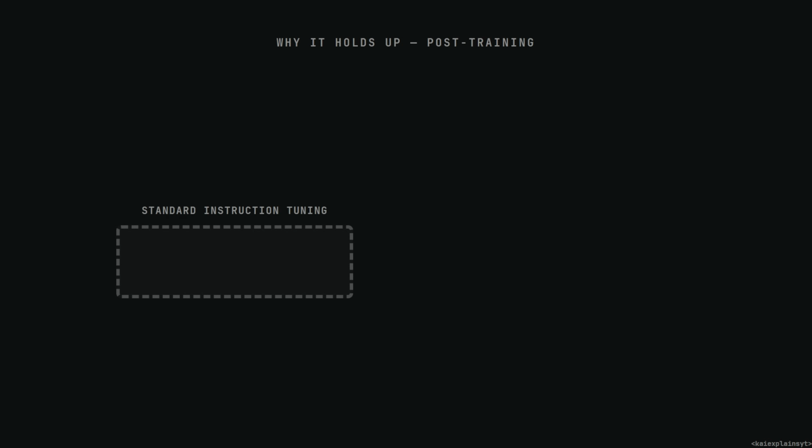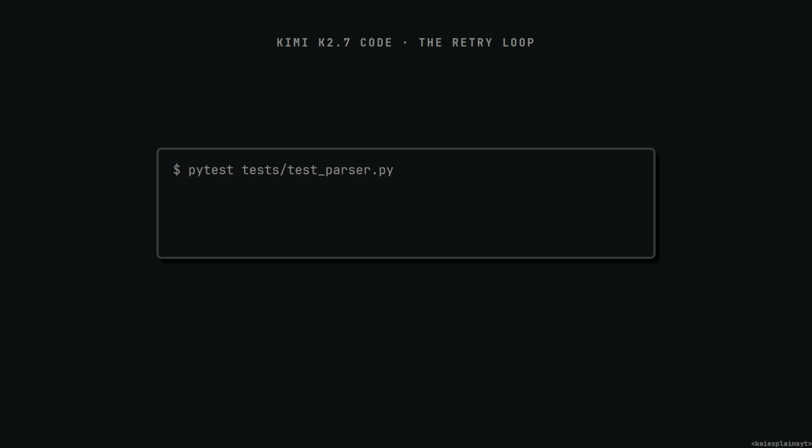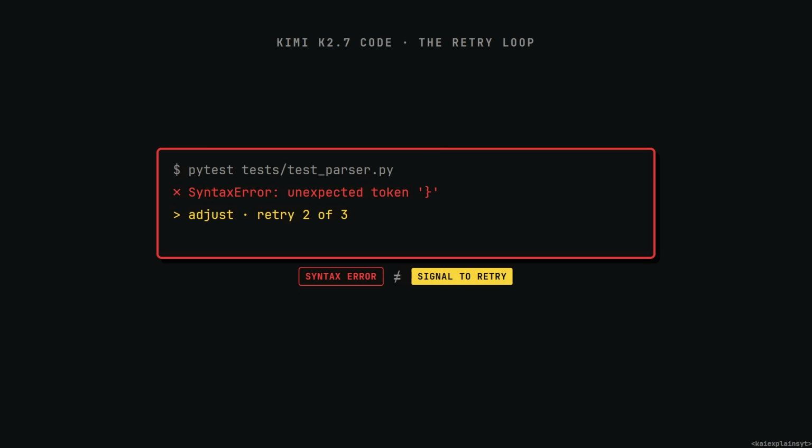Instead of standard instruction tuning, Kimi K2.7 was trained extensively on trajectories of successful and failed compiler outputs. It understands that a syntax error is not a failure state. It's a signal to adjust and try again. That's a subtle but enormous difference when you're running multi-step agent workflows.